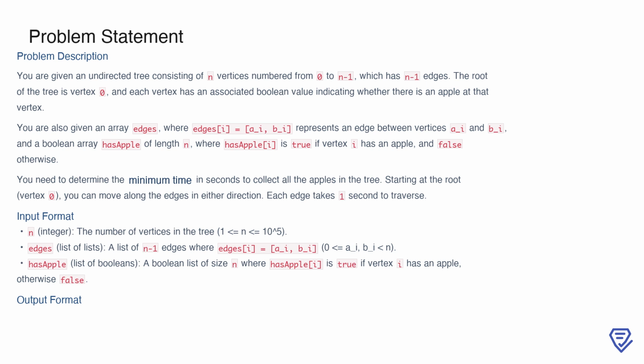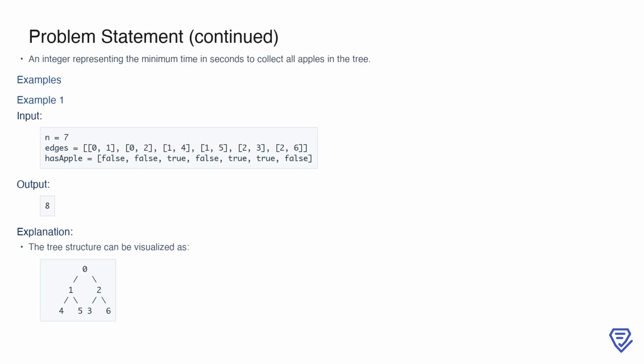Additionally, the tree structure is described using an array called edges, where each element, [a_i, b_i], represents an undirected edge between vertices a_i and b_i. Your task is to determine the minimum time, in seconds, needed to collect all the apples in the tree. Starting from the root, you can traverse the edges in either direction, and each edge traversal takes exactly 1 second. The expected output for this problem is a single integer representing the minimum time required to collect all the apples.